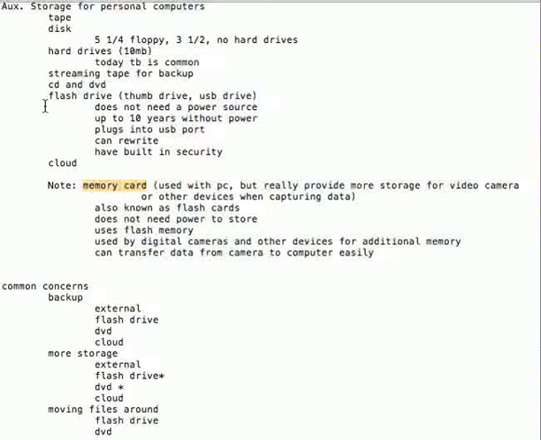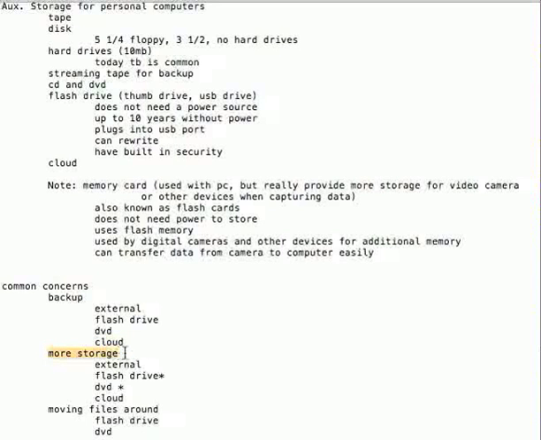Now, there are always common concerns when it comes to storage. The most common concern is backup. And I would say today, to back up data, you want to use an external hard drive. Some people might use a flash drive to back up, and that's okay. Some people might use DVD to back up, and some people might even use the cloud as a form of backup.